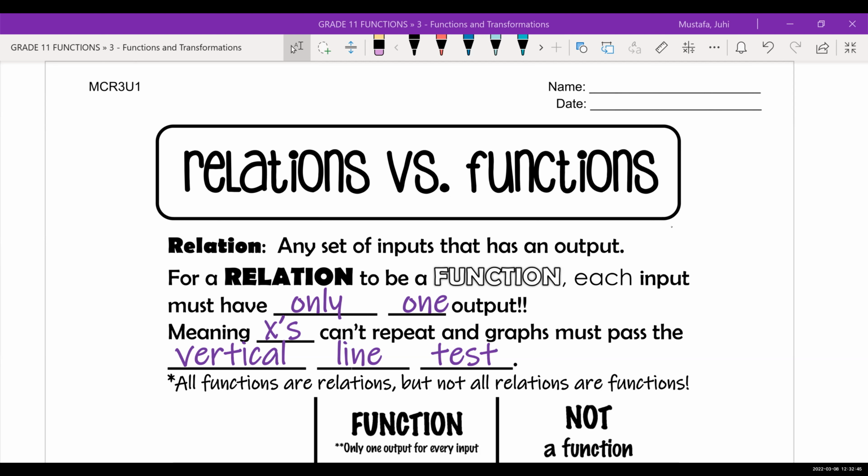And this is probably the most important part. All functions are relations, but not all relations are functions. So everything dealing with math and graphs and coordinates can be described as being a relation. But in order for you to have a function, it's more specific. You have to look at your X values. Every X value can only have one Y value.